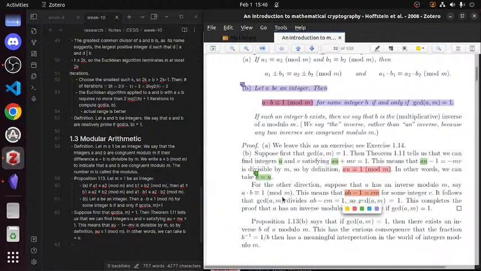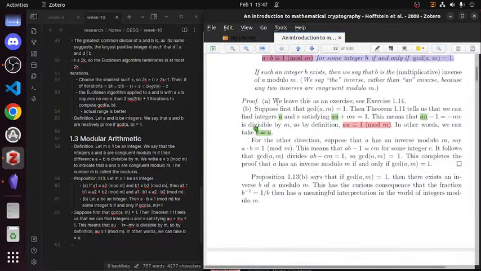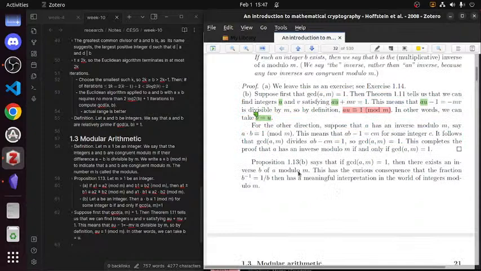The GCD of A and M divides all of this. Yes, that makes sense. This completes the proof that A has an inverse, because it only has an inverse if and only if the GCD of A and M is 1. Oh. Okay, we're just doing a proof. Okay. They didn't leave it as an exercise, and then they just did it. I remember already being confused by that before.